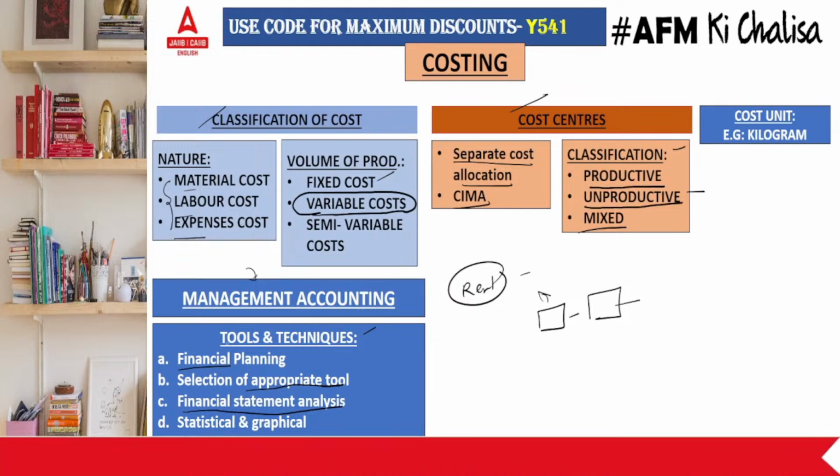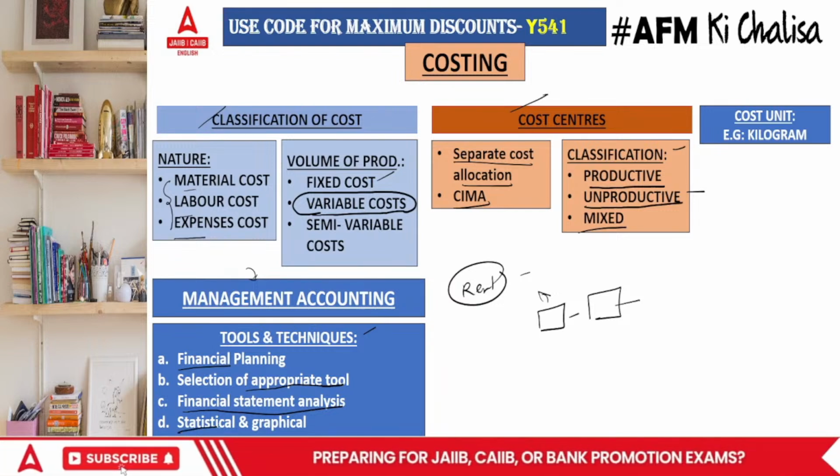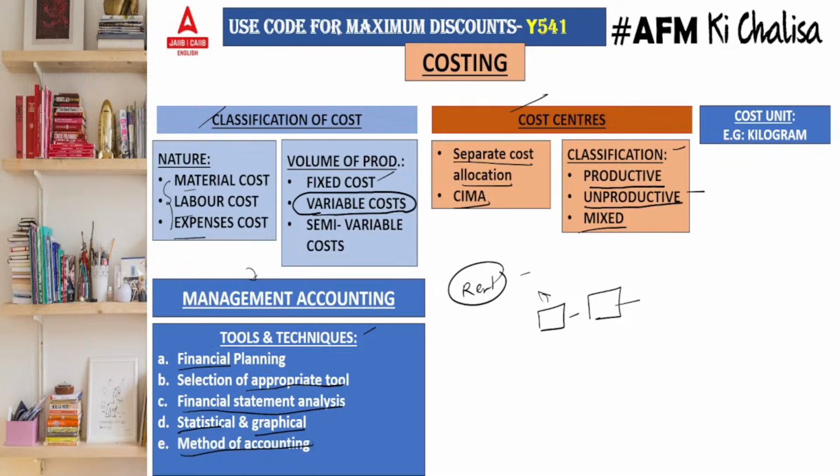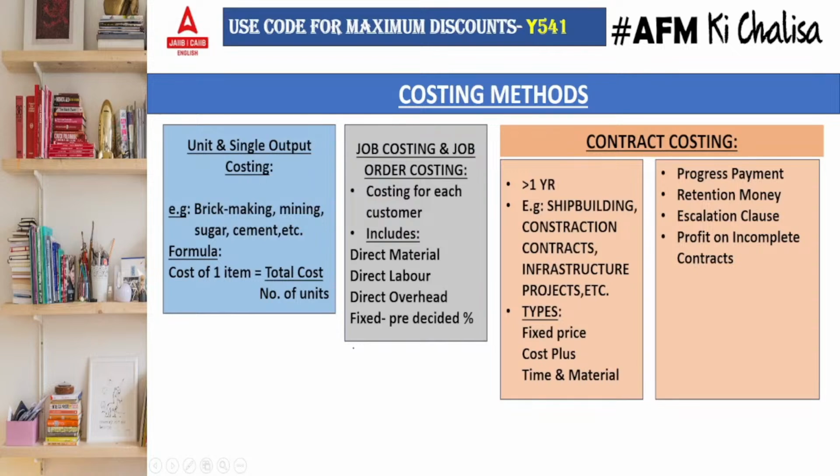Statistical and graphical both tools are used. Histogram, bar graph, they are created. And yes, we also look into the method of accounting of the organization. This is the point there. Okay. Then comes the next part. What are the various costing techniques or methods? First of all, unit or single output. Matlab, everyone, you start making brick and you make bricks only.